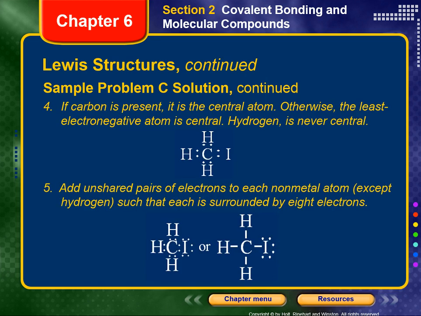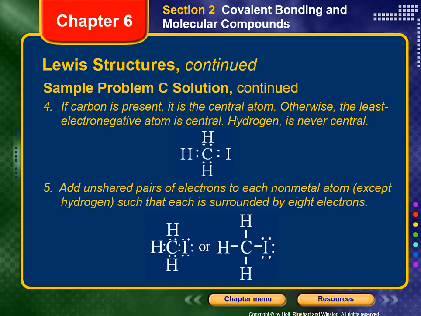Step 4. Arrange the atoms to form a skeleton structure for the molecule. If carbon is present, it is the central atom. Otherwise, the least electronegative atom is central, except for hydrogen, which is never central. Then connect the atoms by electron pair bonds.